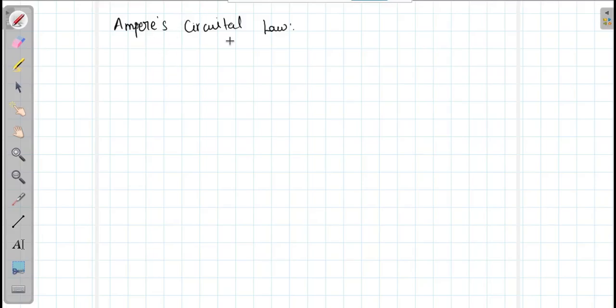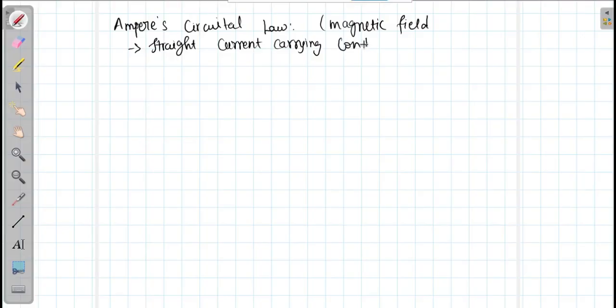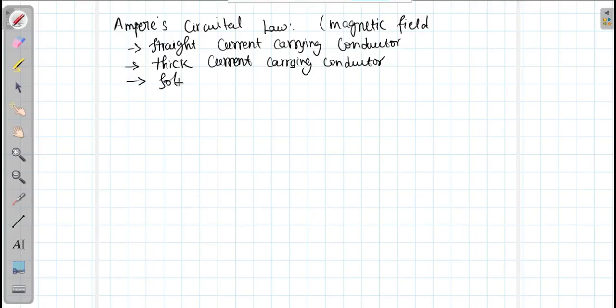Using Ampere circuital law, we are going to find the magnetic field of a straight current carrying conductor, and thick current carrying conductor, and finally solenoid. So 3 questions we have as a direct question.